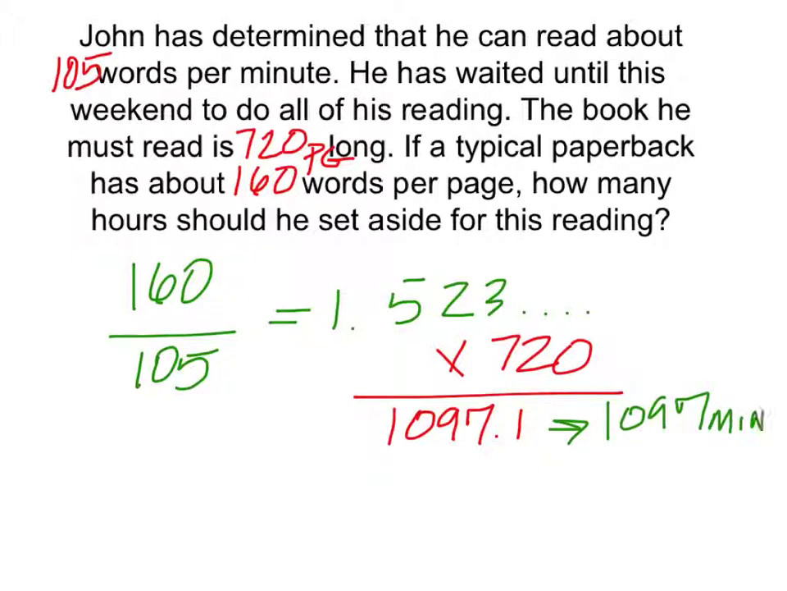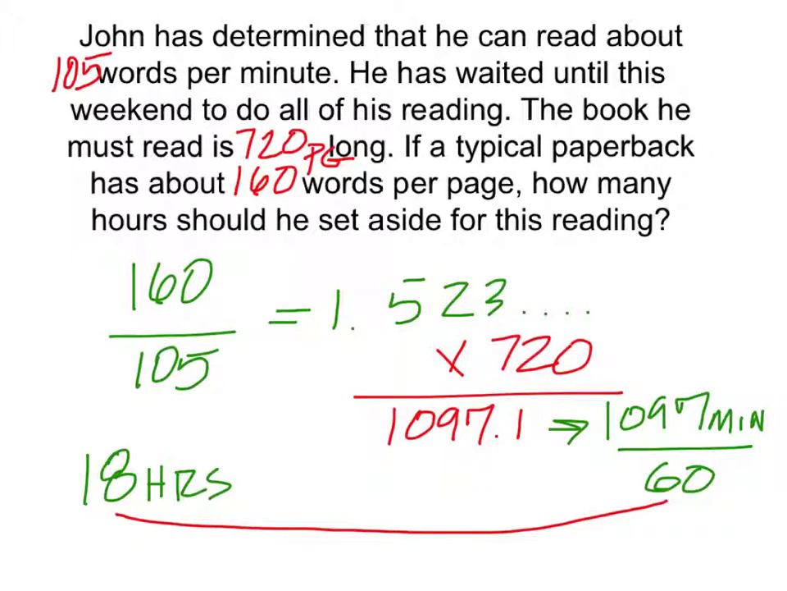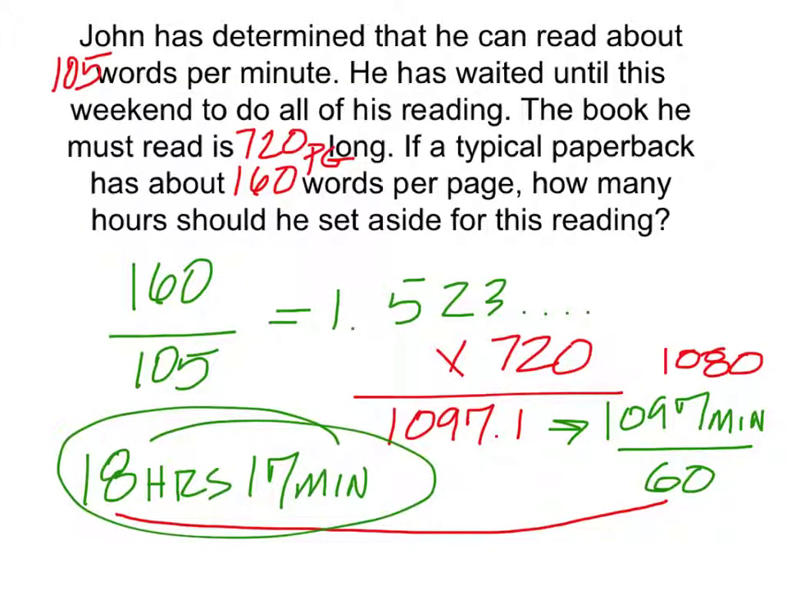And we're going to convert that to hours and minutes by dividing by 60. If we divide 1,097 by 60, we come up with 18 hours and some minutes left over. To find those minutes, we multiply 18 by 60. 18 by 60 is 1,080. What's the difference between 1,080 and 1,097? 17 minutes. Right. If you have this answer, come up and point it out to me.